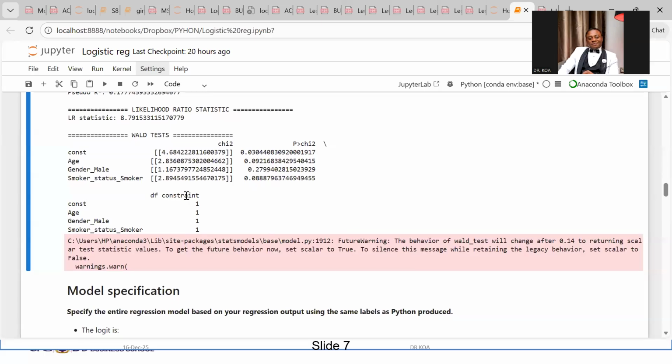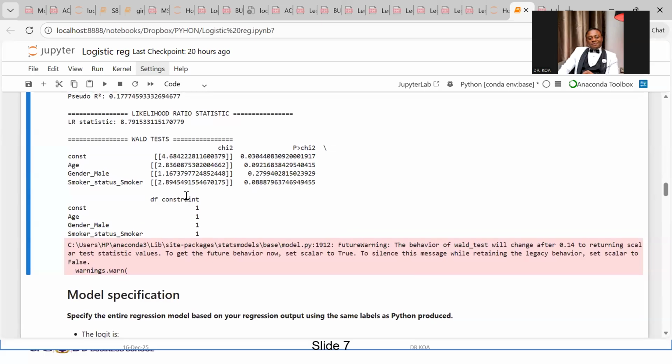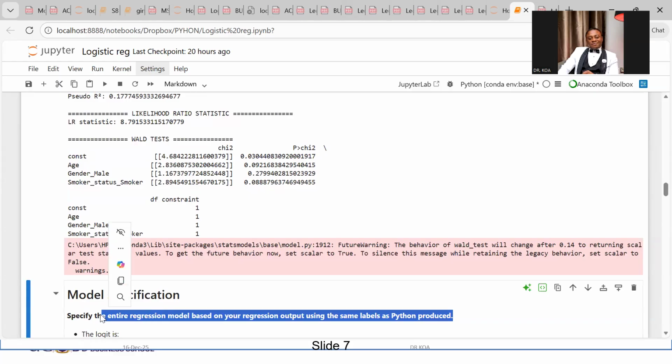Now let's try to ask some questions related to the results. The first sort of question you will get, which you will almost always get, is to specify the entire regression model based on your regression output using the same labels as Python produced. Now watch this. You have to specify the model. A model specification means that you want beta parameters, Greek letters and English letters.